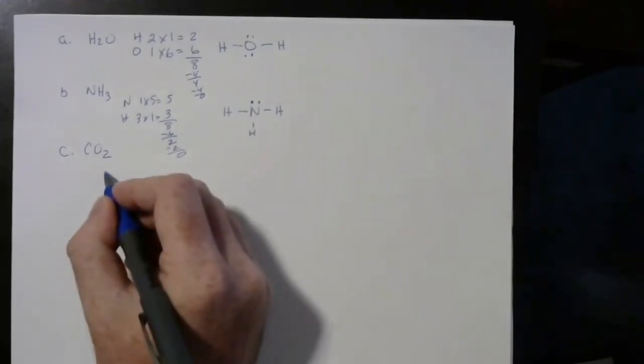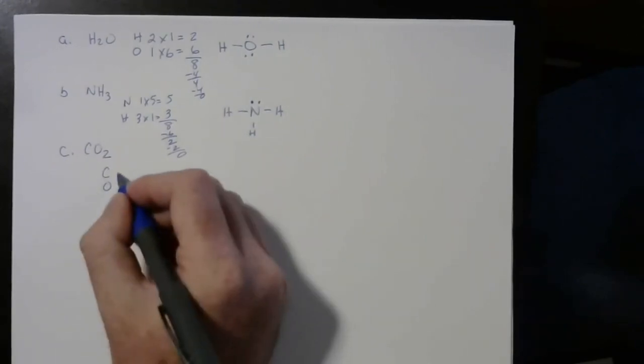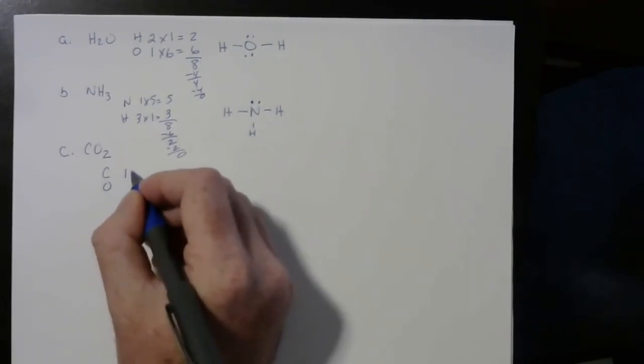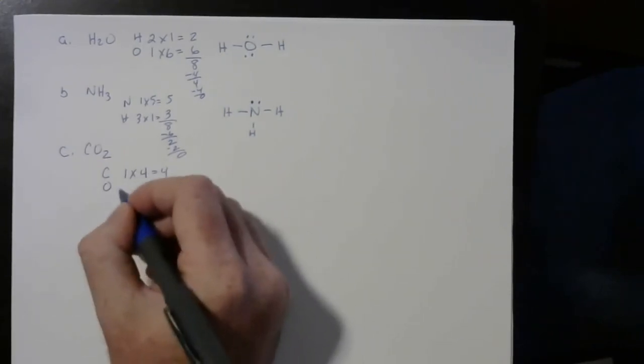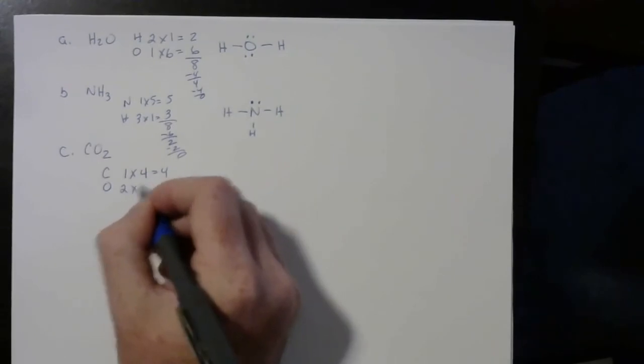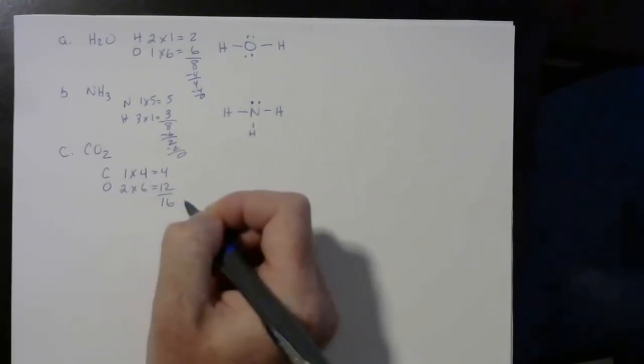So carbon dioxide now, got carbon, it's got oxygen. 1 carbon, carbon's in group 4, so 1 times 4 is 4. There's 2 oxygens times 6 for a total of 12. That's going to give me 16.